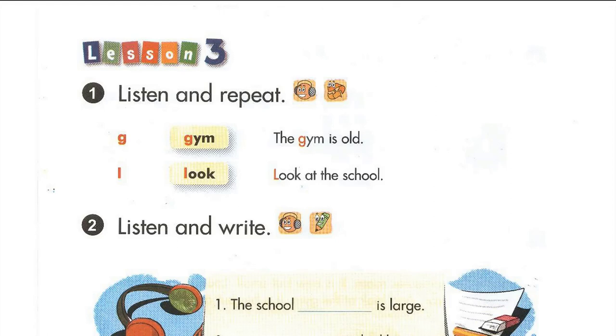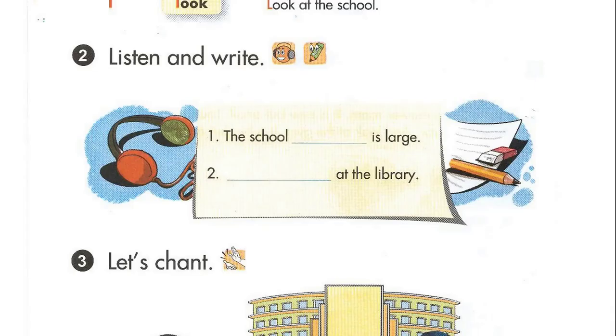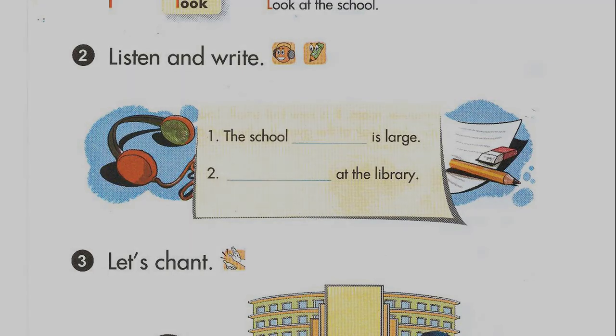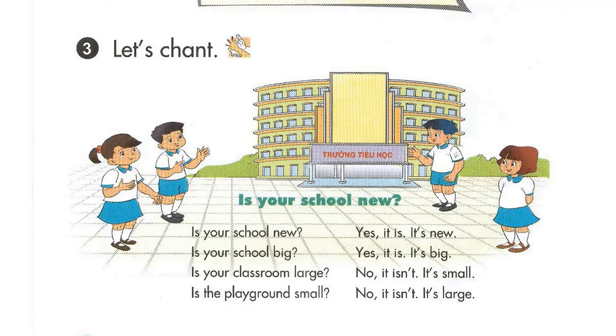Page 50. Lesson 3. Activity 1. Listen and repeat. Gym. The gym is old. Look. Look at the school. Page 50. Lesson 3. Activity 2. Listen and write. 1. The school gym is large. 2. Look at the library.